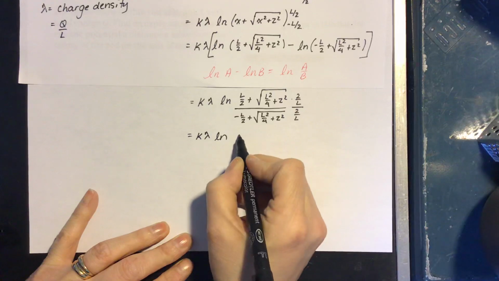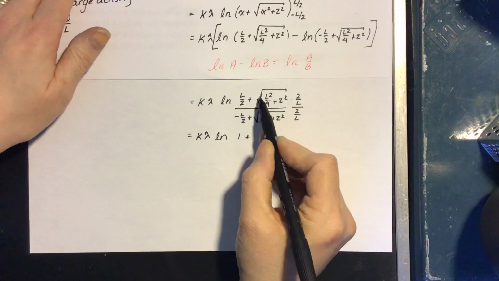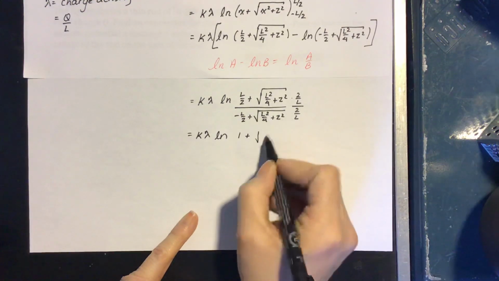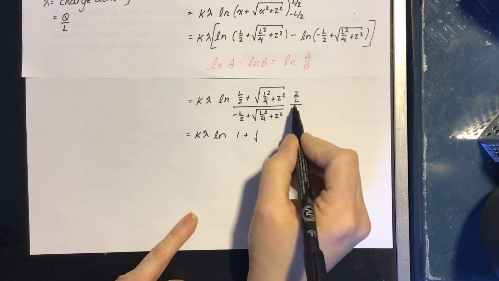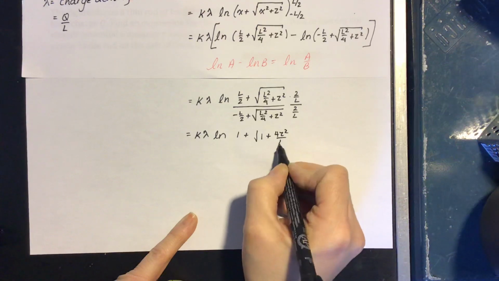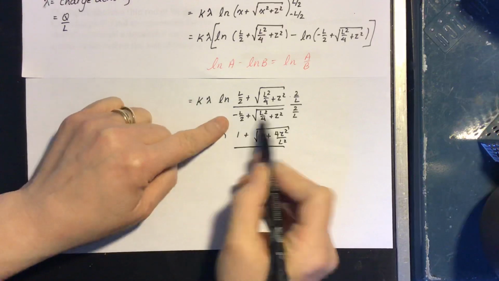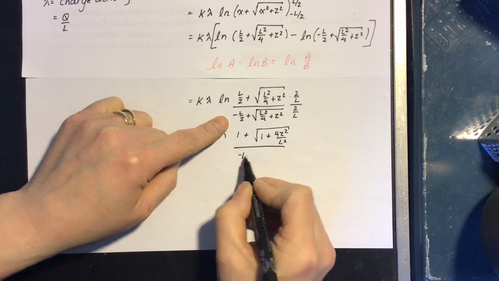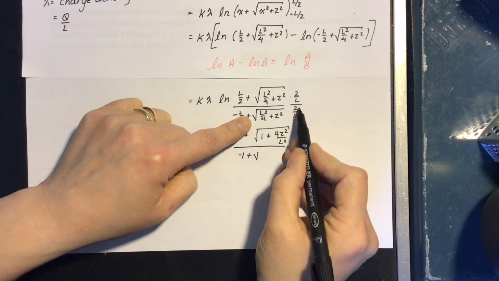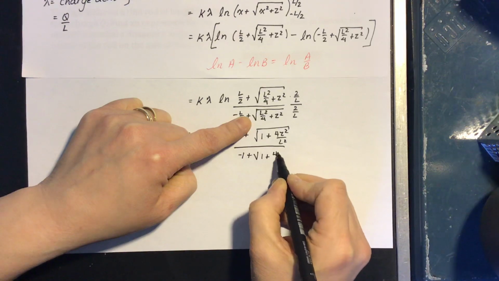Plus, we'll multiply our 2 over L inside the square root here. So when we multiply that inside the square root, we'll square the thing and put it inside. So that gives us 1 plus 4z squared over L squared. And we divide that in the bottom. Minus L over 2 times 2 over L gives us minus 1 plus the square root of 1 plus 4 times z squared over L squared.